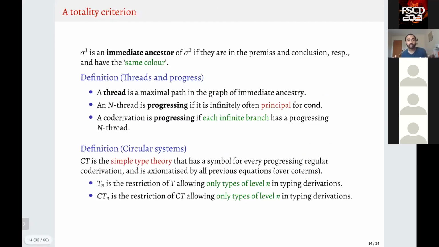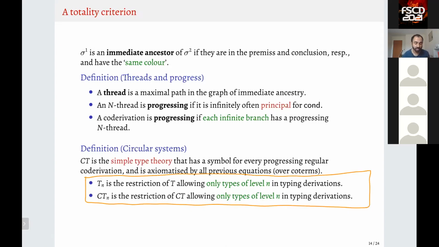And now we can just define our circular type systems, circular theories, I should say, in the expected way. We just take the progressing co-derivations that are regular as proofs of our theory, and we build up a simple type theory in the standard way. And in particular, we're going to consider the fragments delineated by the type level of types occurring inside a derivation or co-derivation. And for T_n, this is a standard definition. It's the same as restricting the type level of the recursors. And so we just take an equivalent definition for circular T.